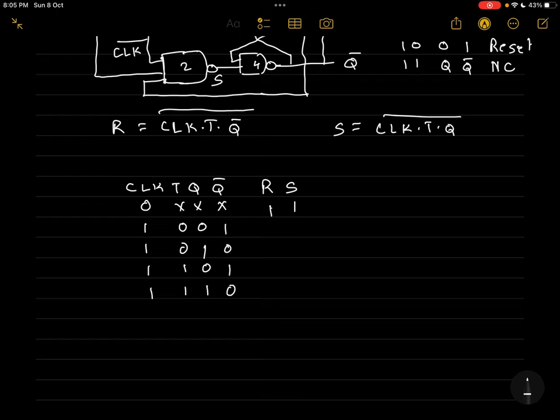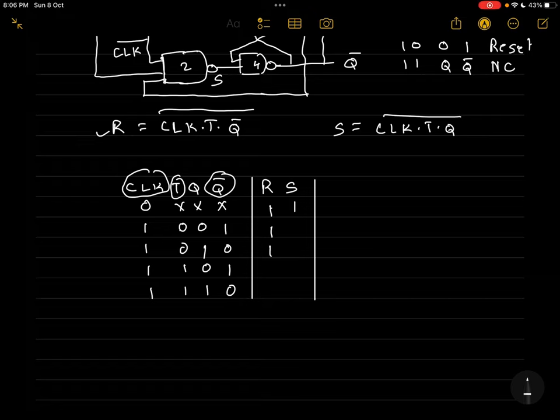Now let's understand the values of R and S. It is very simple; we will follow these two equations. To get R, we should know CLK, T and Q bar. We multiply them first, then take the inverse. So 1 into 0 into 1 is 0, inverse is 1. 1 into 0 into 0 is 0, inverse is 1. 1 into 1 into 1 is 1, and inverse is 0. 1 into 1 into 0 is 0, inverse is 1.